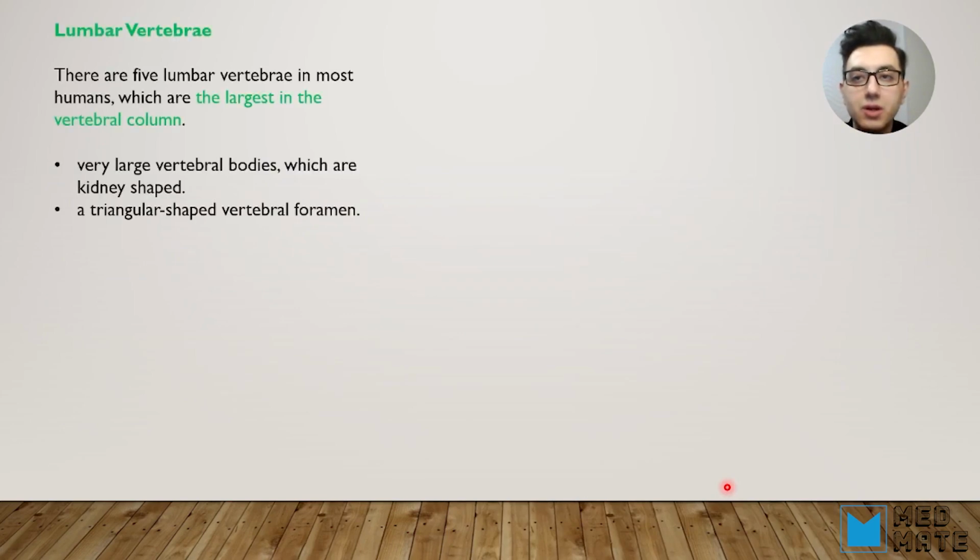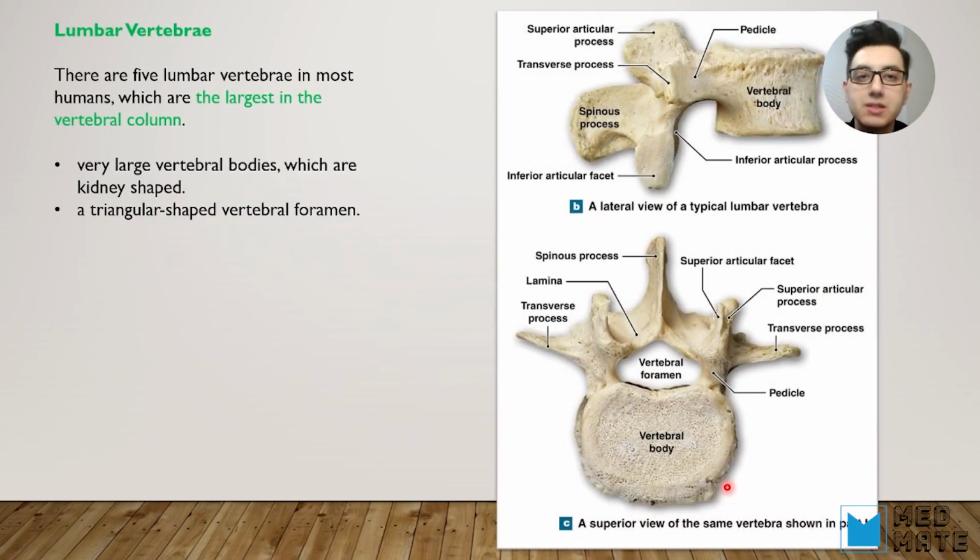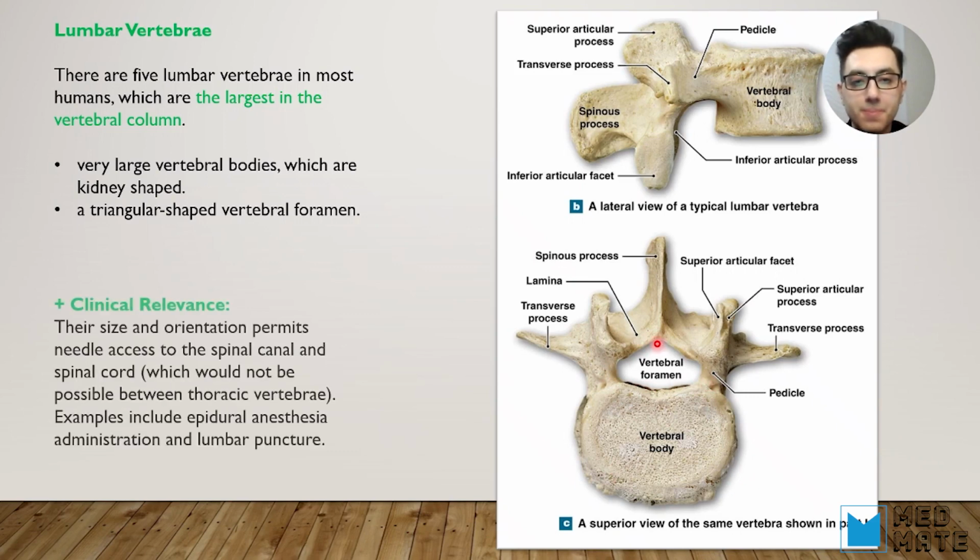All right, now lumbar vertebrae. Lumbar vertebrae consist of 5 vertebrae, and they are the largest in the vertebral column. Very large bodies are indication of these vertebrae, and their body is kidney shaped. You can see that here. And also, they have this triangular vertebral foramen.